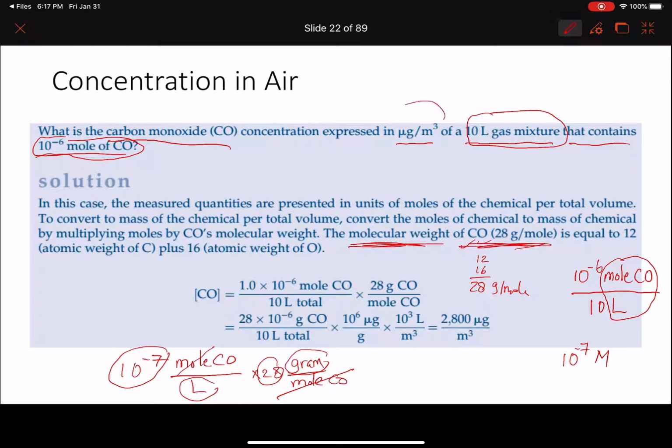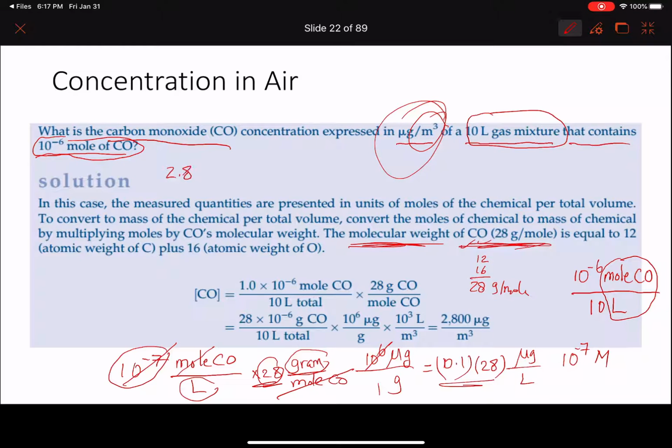he wants the unit in microgram per meter cube, so you convert gram into microgram, and 1 gram is equal to 10 to the 6. Now 10 to the 6 with this is 10 to the minus 1, which is like 0.1. 0.1 times 28 is 2.8 microgram per liter, but he wanted meter cube at the bottom. So let's do it here.